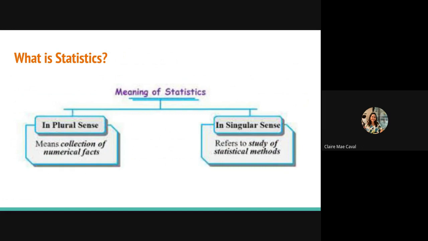it is not just the collection, but it deals with the presentation, organization, analysis, and interpretation of data. So this one is from the observation and the collection. The singular sense is from the collection down to the interpretation of data. It already applies different statistical methods. The singular sense, these are two definitions of statistics.